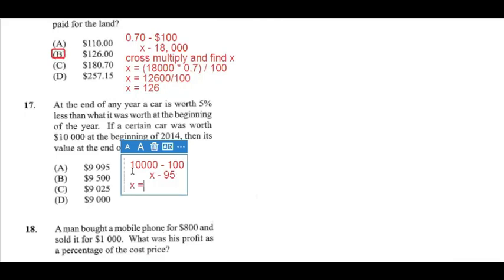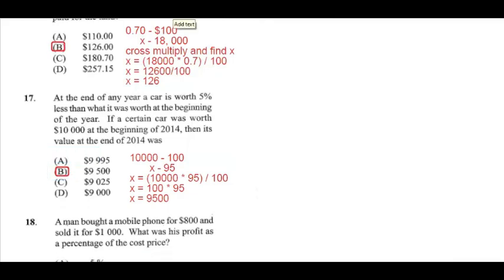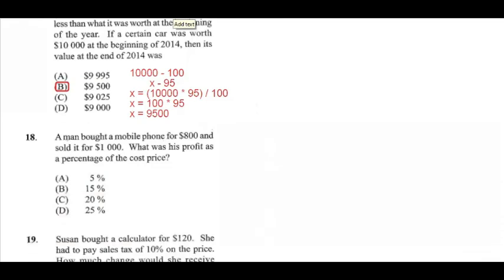So again, we cross multiply to solve for X, so therefore X is equal to 10,000 multiplied by 95, and all of that is divided by 100. We can cancel the zeros from the 100 with the zeros from the 10,000, and that will leave us with 100 multiplied by 95, and therefore our answer is X is equal to 9,500, and B is our answer. So continue to practice, guys, and you will do well.